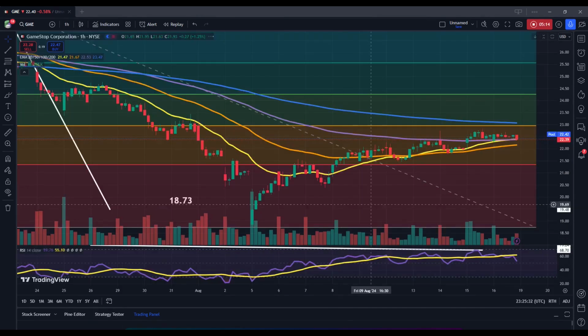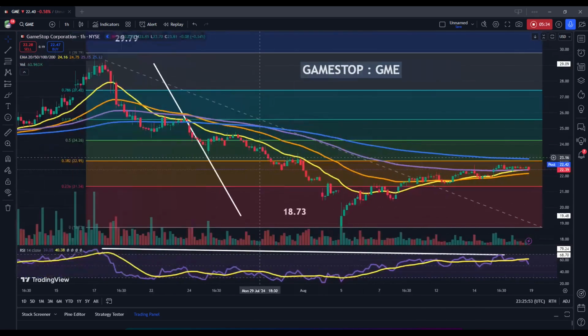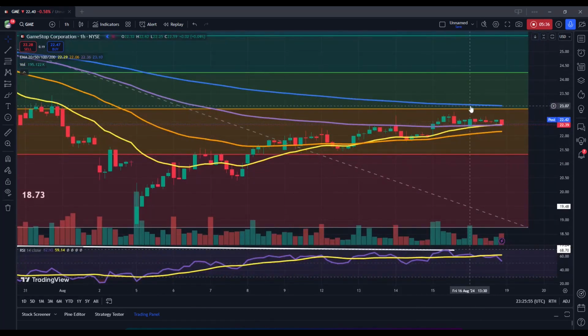So we will go back to the hourly price chart so that we can see where the 100 period EMA and the 200 period EMA actually rest. On this price chart, we can see that the blue line here is the 200-hour exponential moving average, and this is moving right into the 38.2% Fibonacci retracement of this prior move. Currently, this is working as resistance.